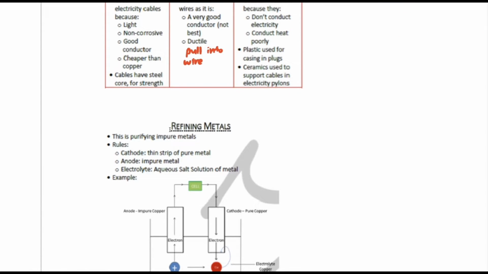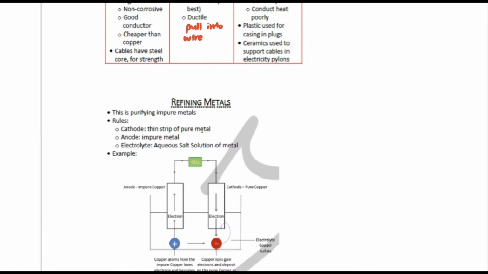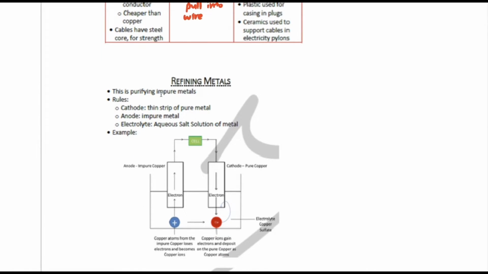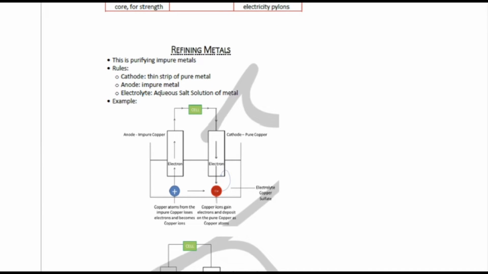Okay. Refining metals. This is purifying impure metals. So that means the impure metals, you can purify through electrolysis. The rules to do so, first, cathode: thin strips of pure metal. Okay, so you put pure metals at the cathode. So always remember that the cathode is the one that becomes thicker. Okay, so the anode is the one that becomes thinner. So at the anode, we put impure metals, and it becomes thinner.